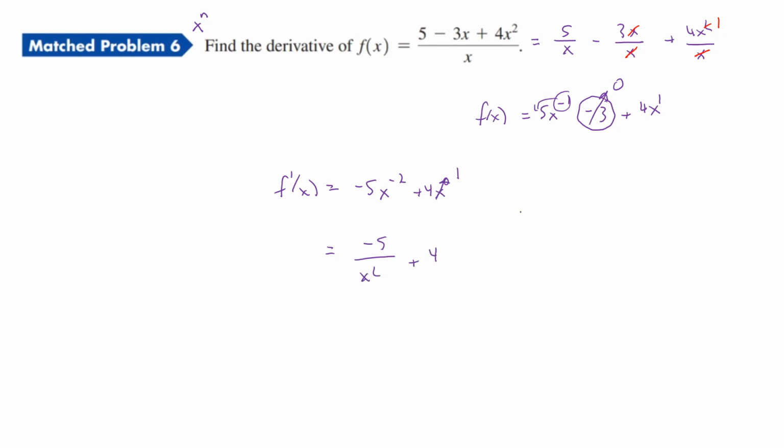Okay, and so that would be the derivative of this original polynomial. Okay. All right, so let's stop there, and then we'll come back for one last bit.